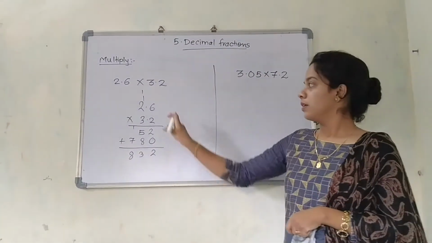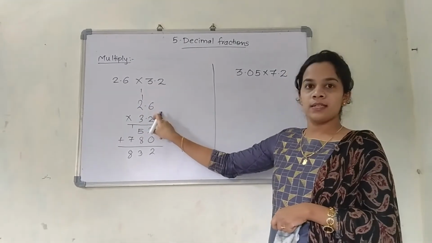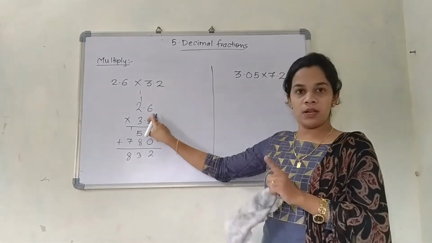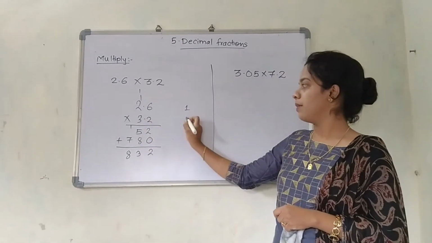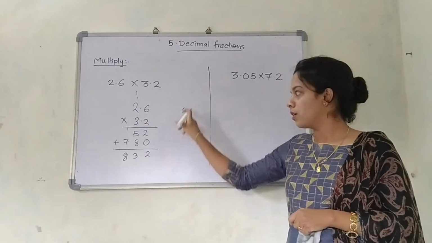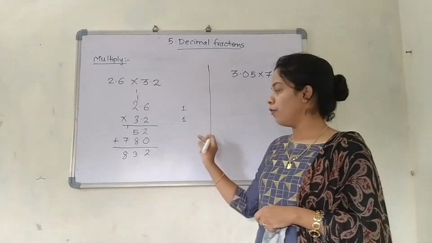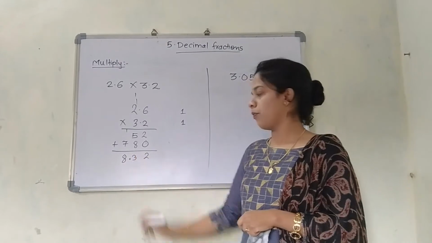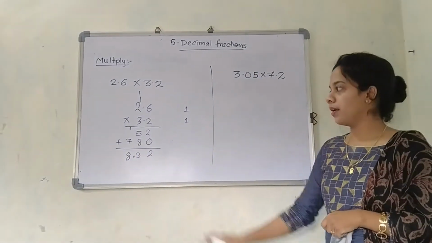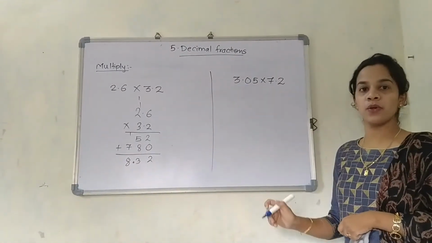Now see here, 2.6. After the decimal only one number is present. Here also, after the decimal, how many numbers? One number. So add them, two numbers. So leave the point after two numbers, 1, 2. So the point will be here. Okay? Now just focus on this next question.